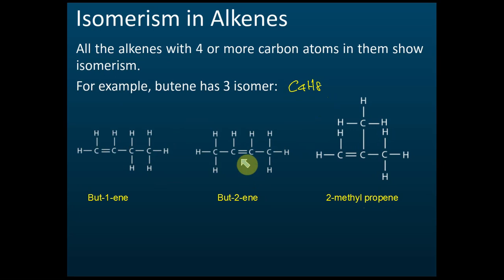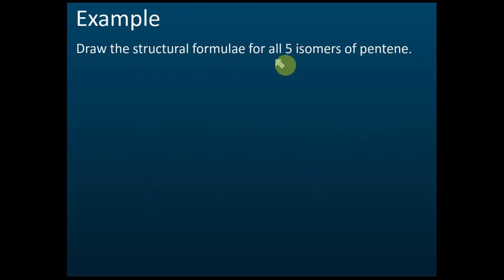So it has three isomers. Usually in the exam, especially in paper two, structure questions, they will ask you to draw the isomers of alkanes, alkenes, or alcohols. They'll ask you to draw the structural formula for the isomers, and you must know how to draw these isomers. Usually they will ask you to draw the isomers for butane, butene, or pentane. For example: draw the structural formula for all the five isomers of pentene. Pentene has five isomers.